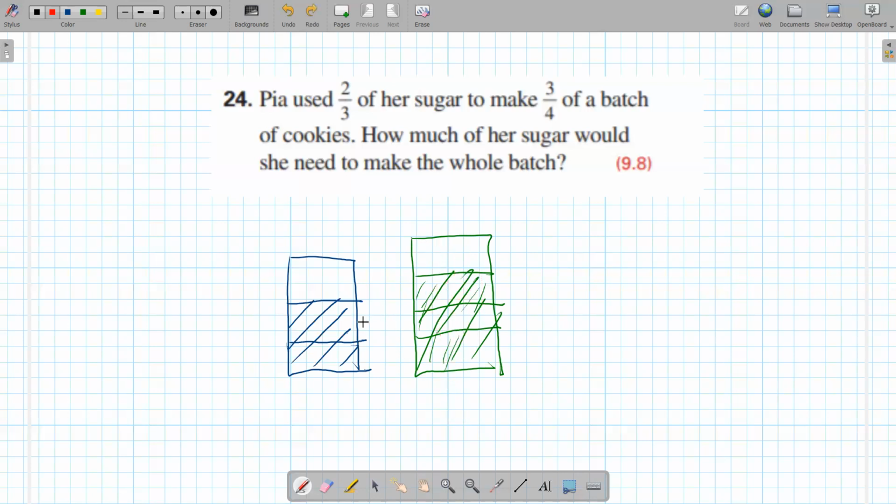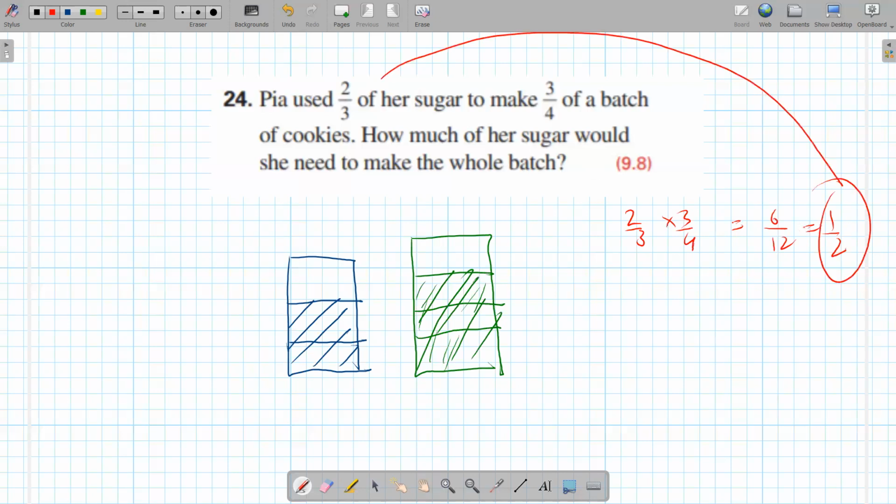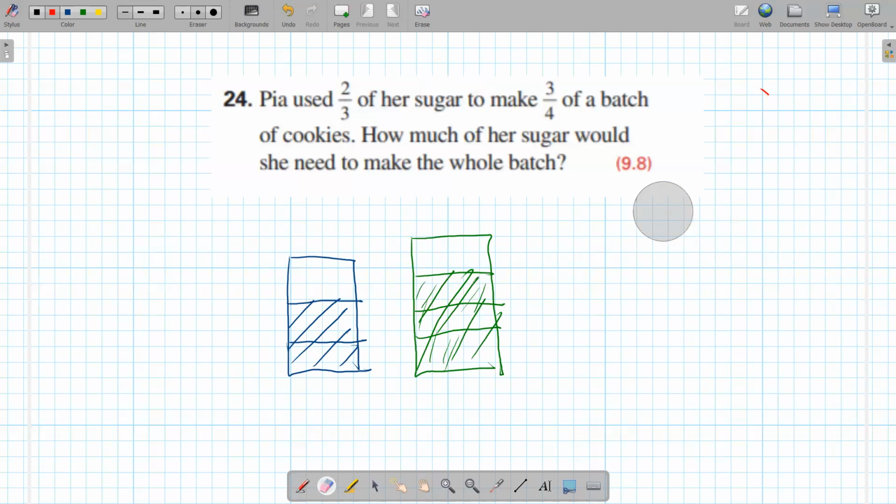Now, will the sugar increase or would it decrease? Do we need more? It's going to increase, right? If you multiply two fractions that are less than 1, the number is going to go down. See, 6/12, 1/2. The amount of sugar goes down if you multiply the two fractions. So multiplication is not the way to go for this question. So what do we do? You divide? Yeah, divide what over what?